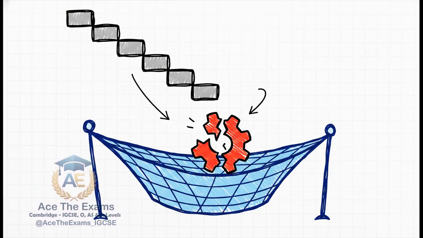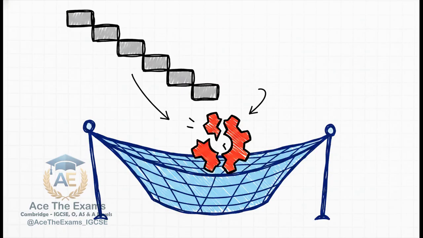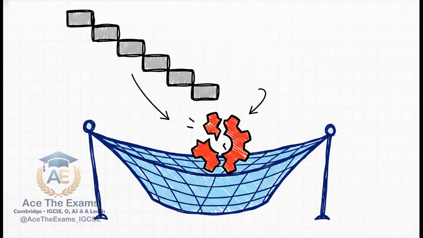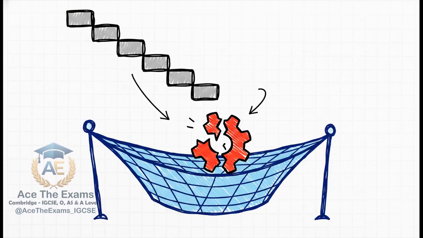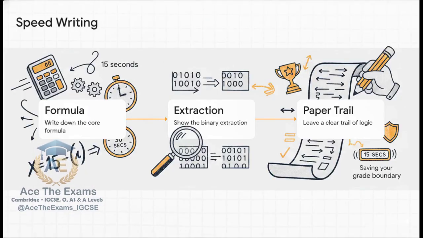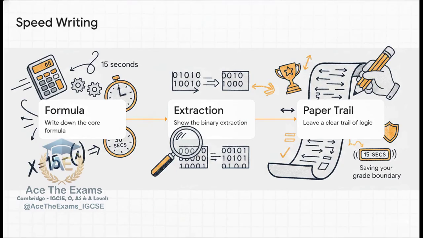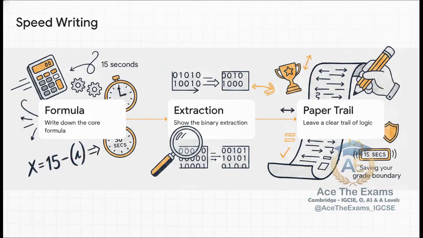Ouch. But if you documented your process, the examiner sees your logic is sound, spots the minor arithmetic error, and awards you 3 out of 4 marks. You literally just saved your grade boundary by showing your work. If you explicitly show your working using these steps, examiners can trace your logic and award you marks.